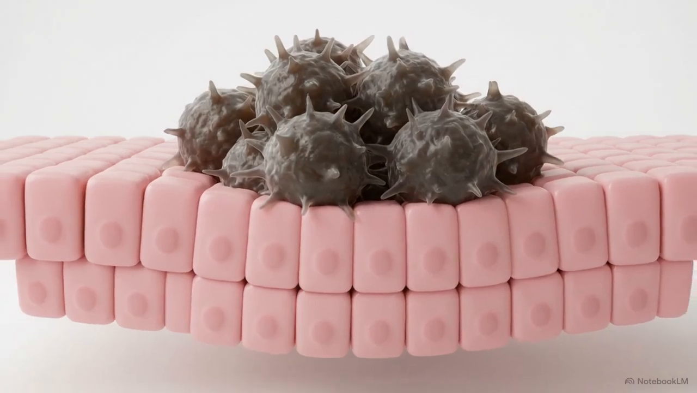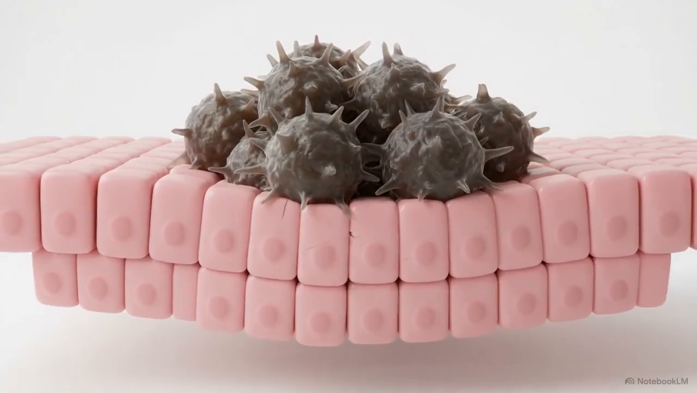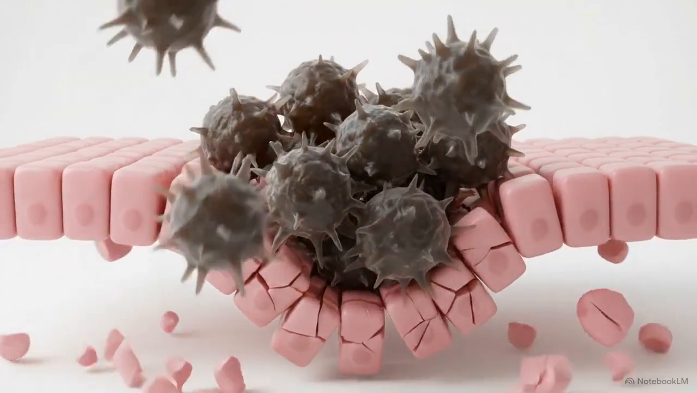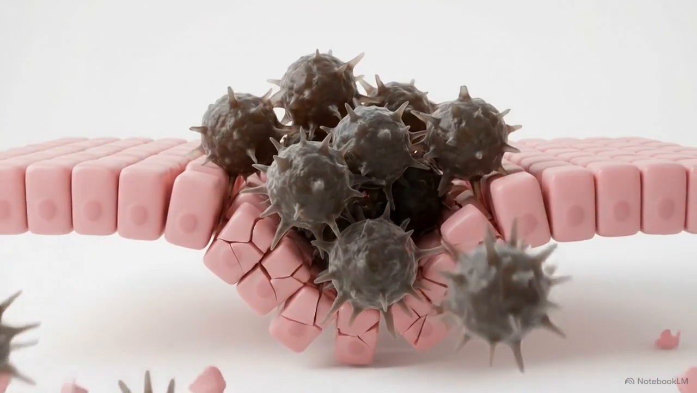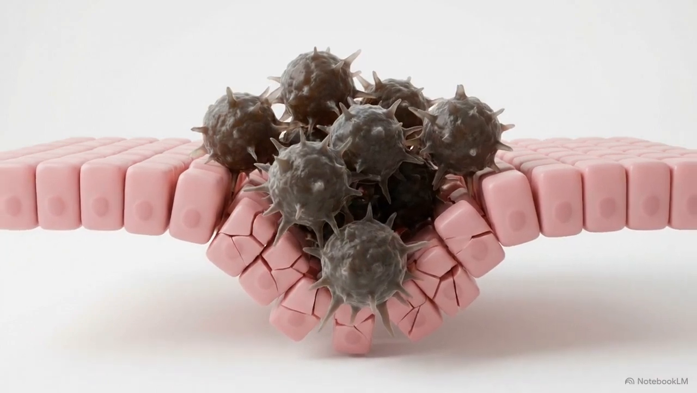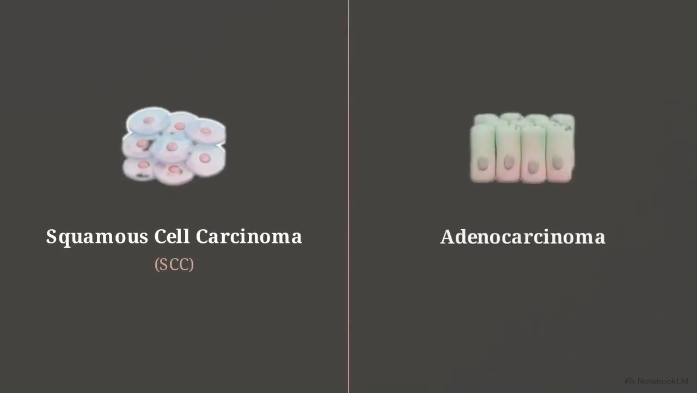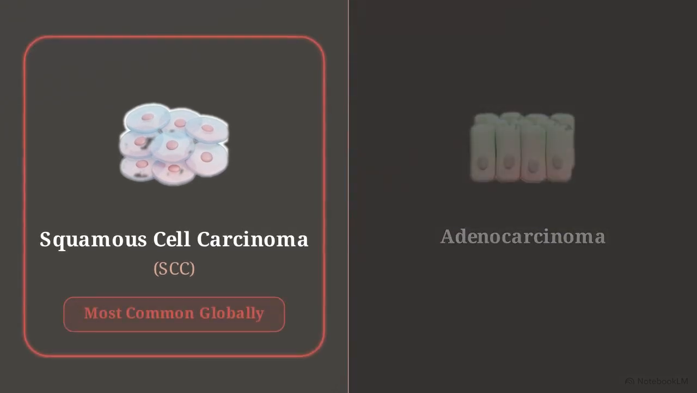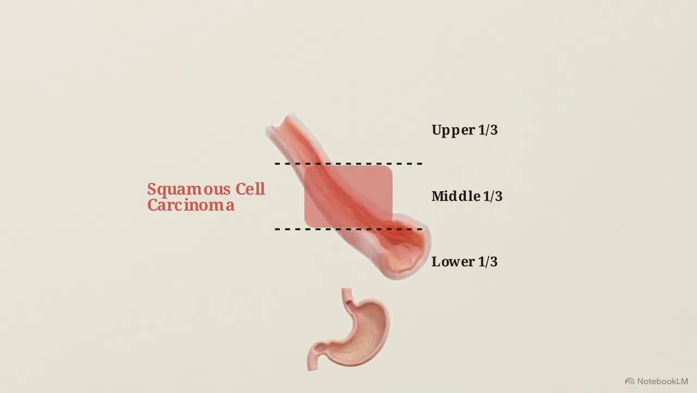Esophageal tumors break down into two broad categories: benign lesions, most commonly leiomyomas, and aggressive malignancies. The malignant side is dominated by two histological types: squamous cell carcinoma and adenocarcinoma. Historically, squamous cell carcinoma, or SCC, has been the most common esophageal cancer globally. Topographically, it has a strict preference for the middle one-third of the esophagus.